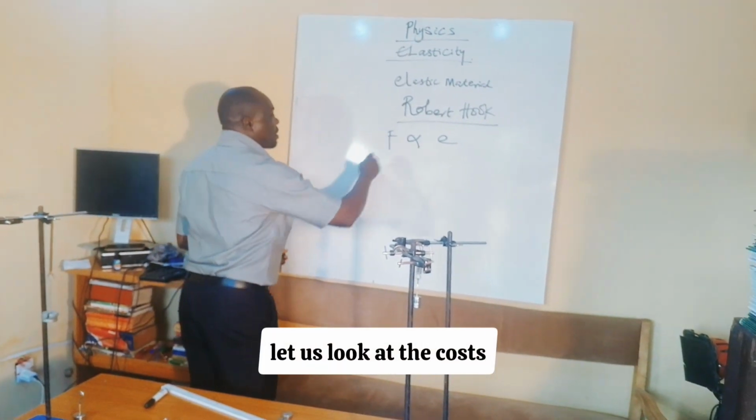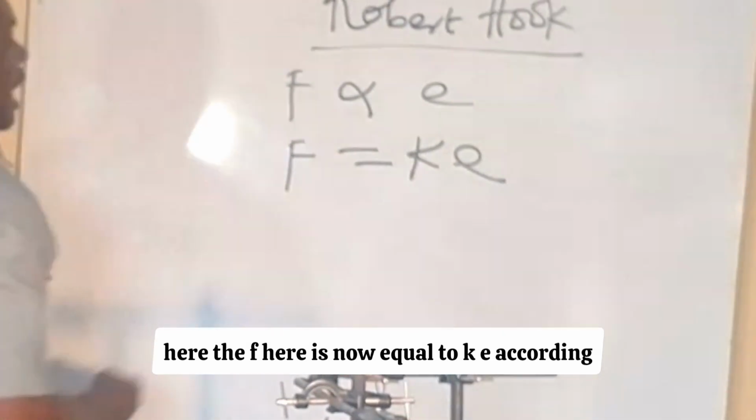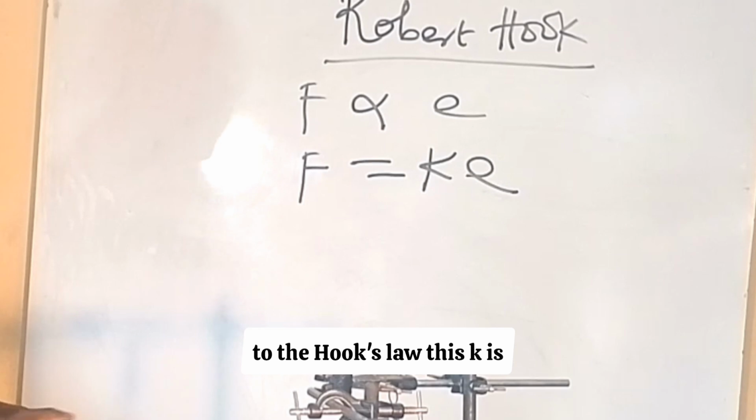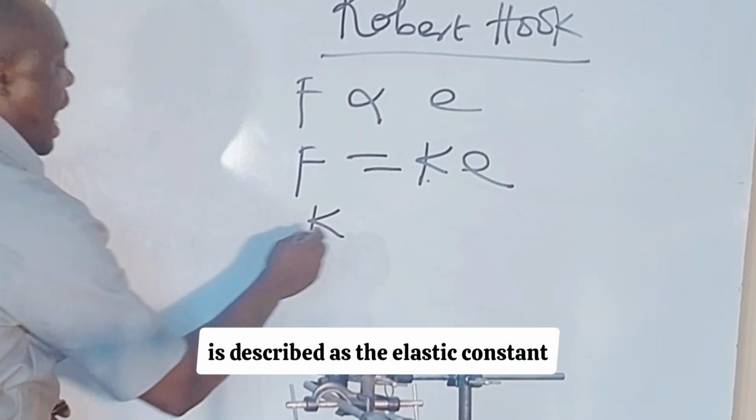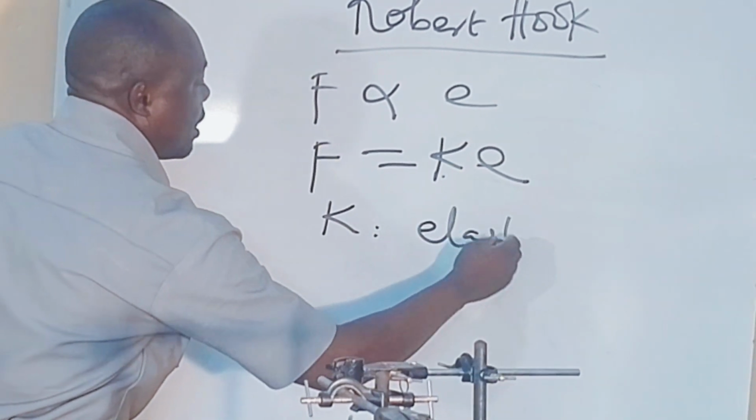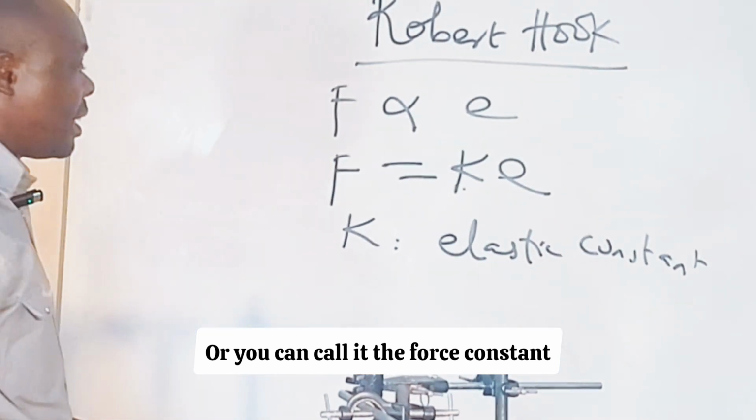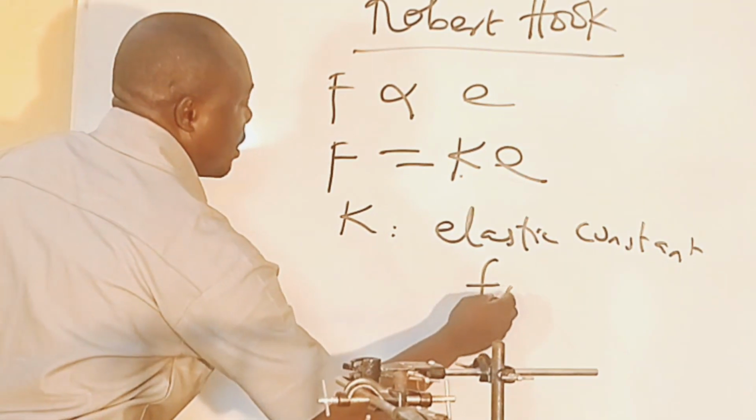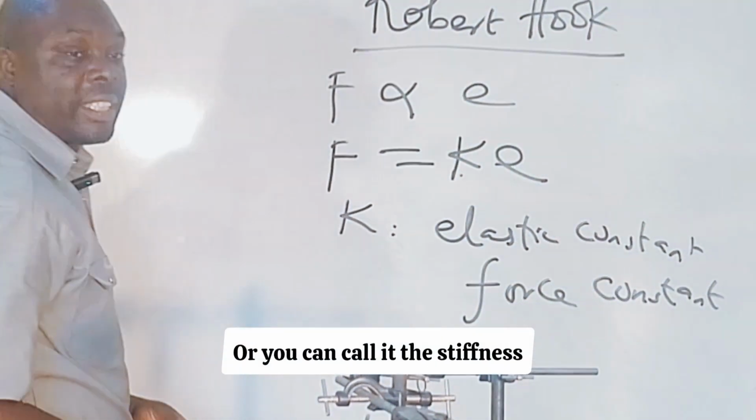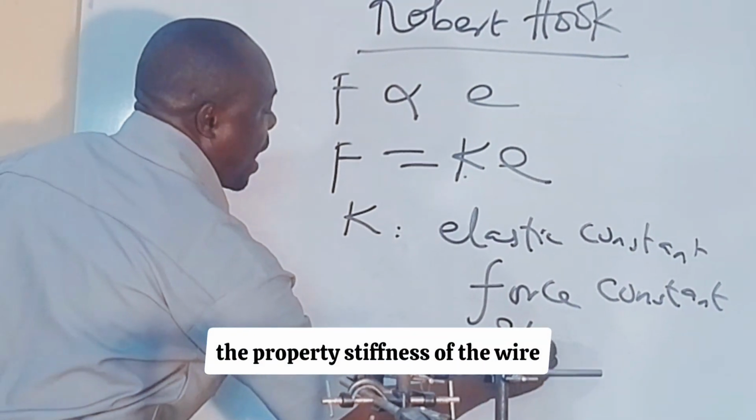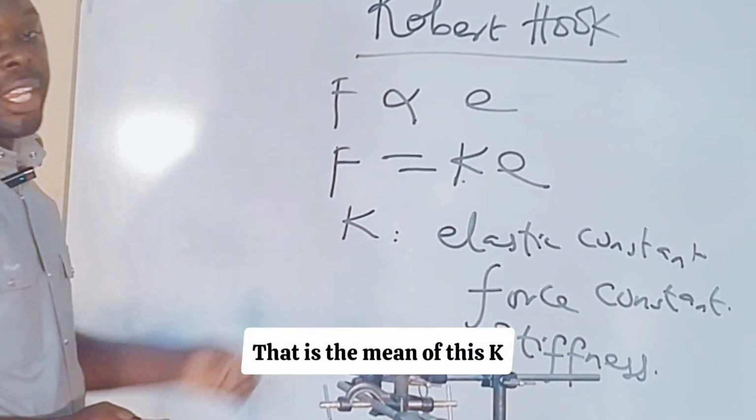Let's look at the constant here. The F here is now equal to Ke according to Hooke's law. This K is described as the elastic constant, or you can call it the force constant, or you can call it the stiffness, the property stiffness of the wire. That's the meaning of this K.